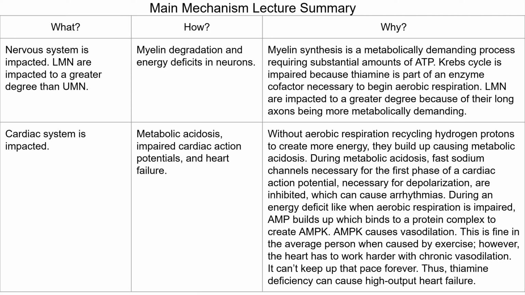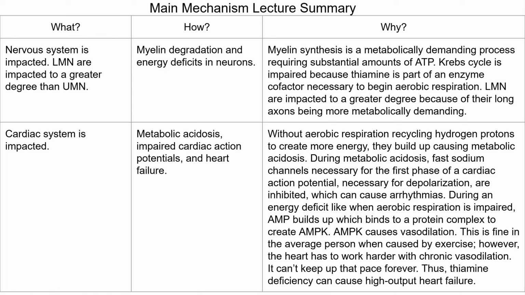The cardiac system is also negatively impacted through metabolic acidosis, impaired cardiac action potentials, and heart failure. Without aerobic respiration to recycle hydrogen protons and create more energy, hydrogen is unable to be used for ATP production, so it builds up, causing metabolic acidosis. During metabolic acidosis, fast sodium channels that are required for the first phase of a cardiac action potential, necessary for depolarization, are inhibited, which can cause arrhythmias.